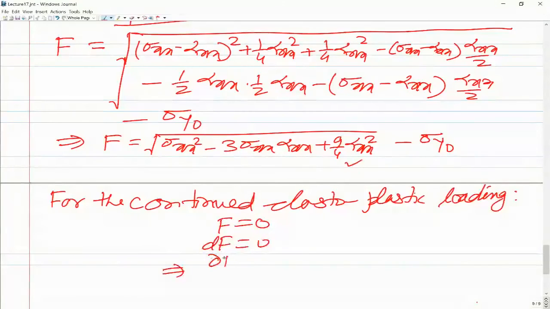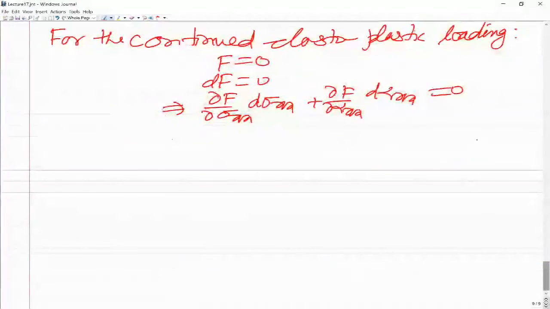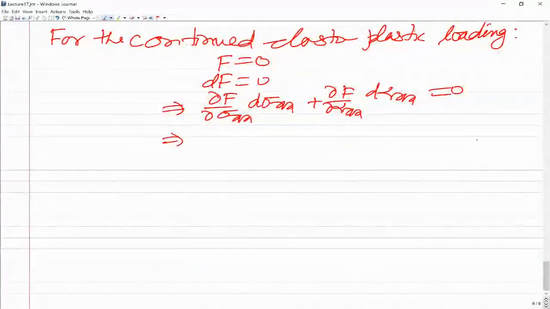So we can write that as del f by del sigma xx into d sigma xx plus del f by del alpha xx into d alpha xx. This will be equal to 0. And now if you substitute the derivatives of f with respect to sigma xx for this uniaxial loading case, you have to keep in mind that we are talking about the uniaxial loading case. So you get over here 2 upon 2 sigma y naught.